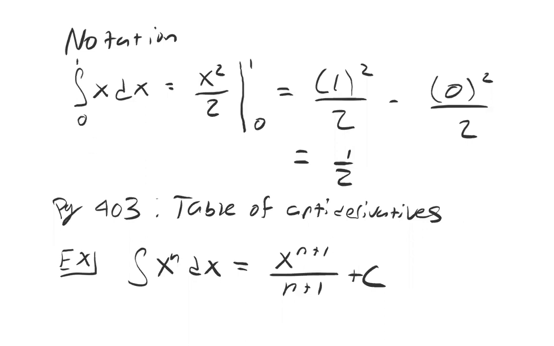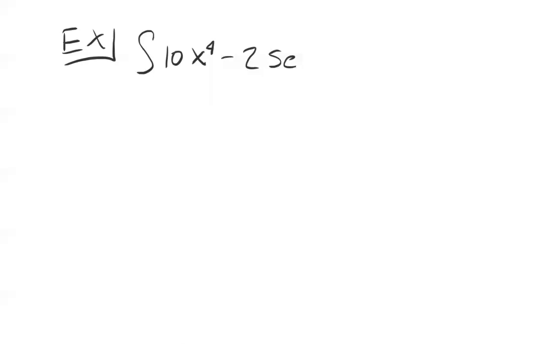Okay, so let's do an actual example. Let's find the integral of 10x to the 4th minus 2 secant squared x. I'm integrating all of this, so I'm going to put parentheses around it. Let's do this integral.